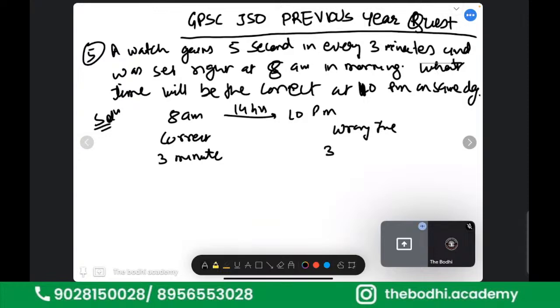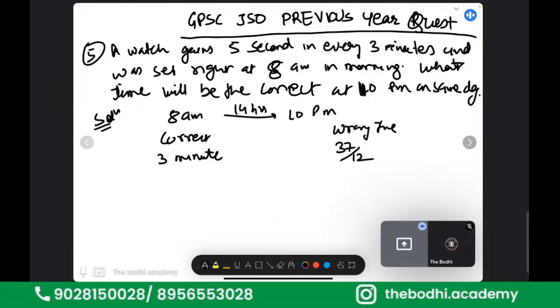3 minutes and 5 seconds. This 5 seconds is nothing but 5 upon 60 minutes. That is 1 upon 12. So now if we do 3 plus 1 upon 12, it becomes 37 upon 12. So I will write this 37 upon 12 on the top. So it becomes wrong time will show 37 upon 12 minutes.